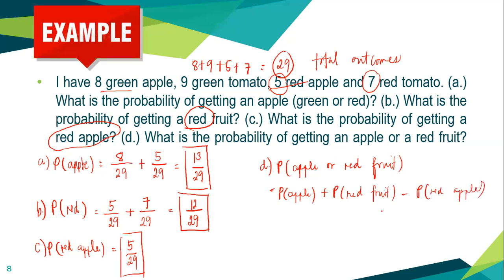Tama ba? Then, ilan ba yung probability of apple natin? We have 13 over 29 plus red fruit is 12 over 29 minus ilan ang red apple? 5 over 29. And that gives us 13 plus 12 minus 5 is 20 over 29. And that is the probability of getting an apple or a red fruit. Okay. And that concludes our discussion for the addition rule of probability.